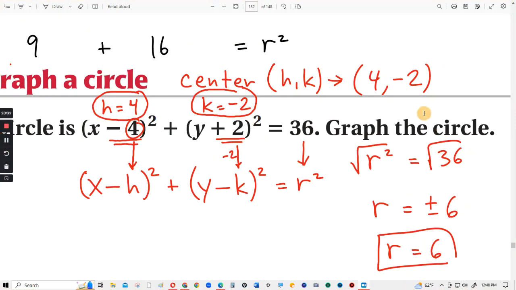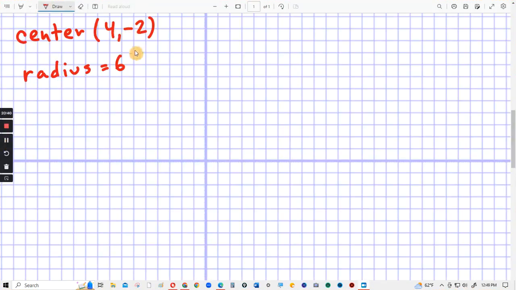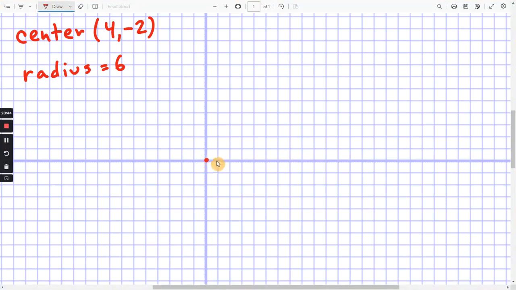Alright, so let's go to the graph paper. The center is (4, -2). The radius is 6. So (4, -2), 4 on the x, start at the origin. 1, 2, 3, 4. And then -2 on the y. 1, 2, 3, 4 and then -2 on the y. That right there is going to be the center.